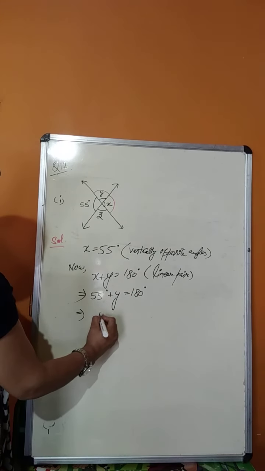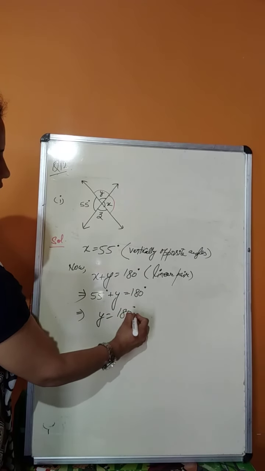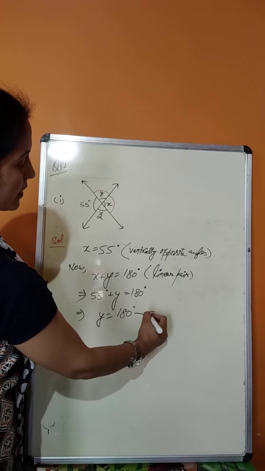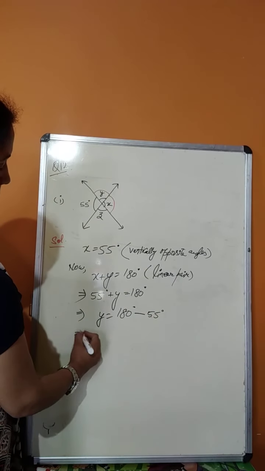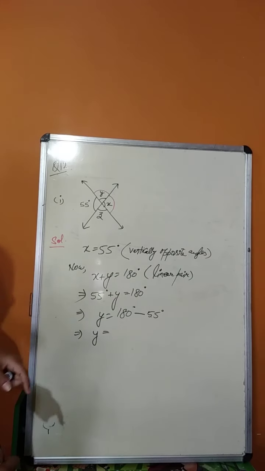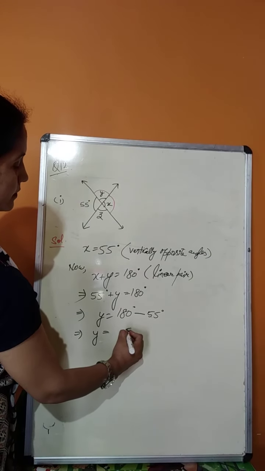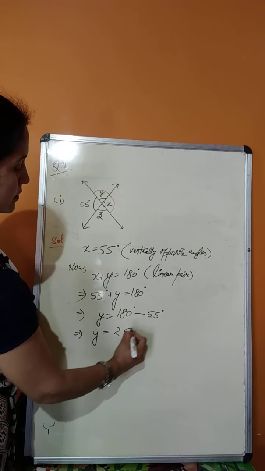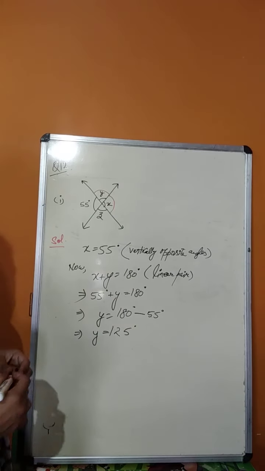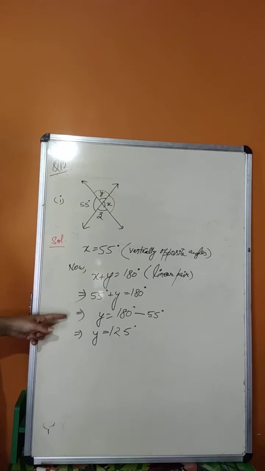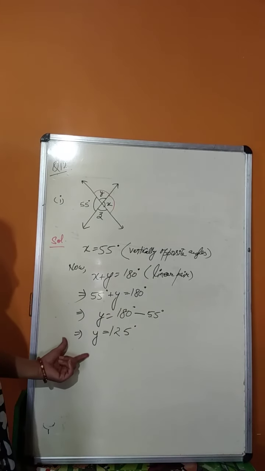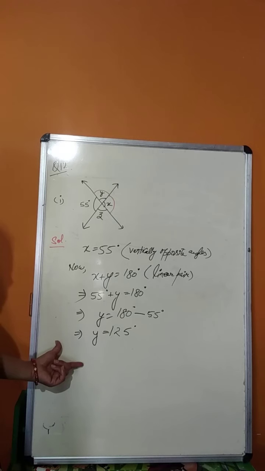So this implies y is equal to 180 degrees. The 55 will transpose to the RHS, so it will become minus 55. So y is equal to 180 minus 55, which is 125 degrees. So the value of y is 125 degrees. I hope it is clear to everyone.